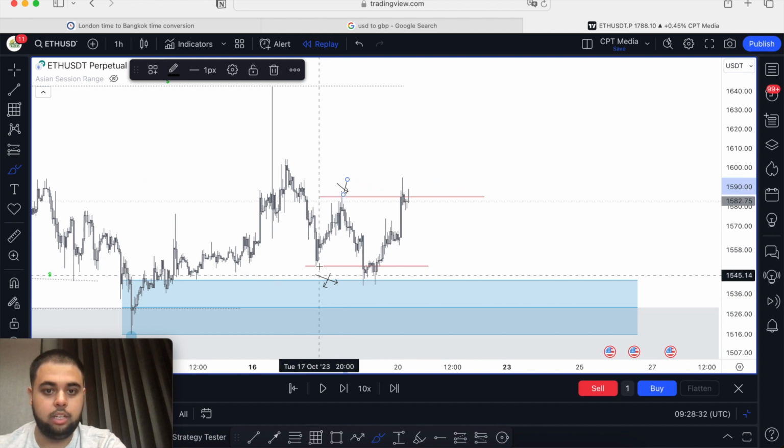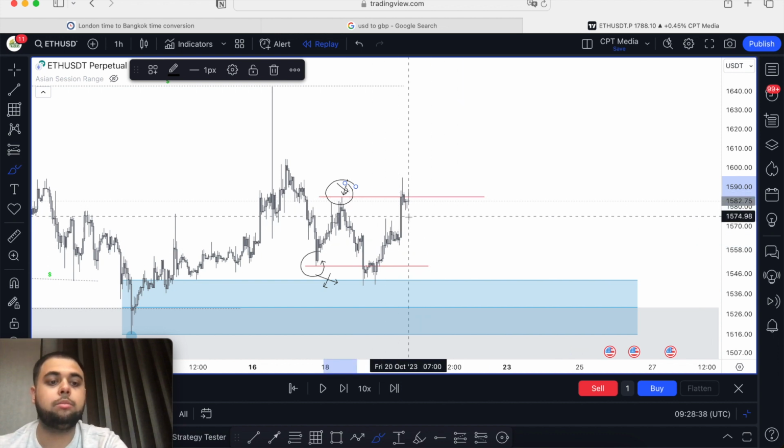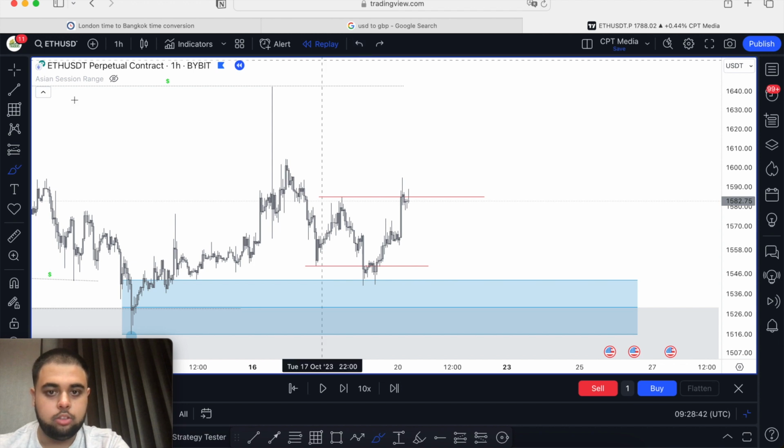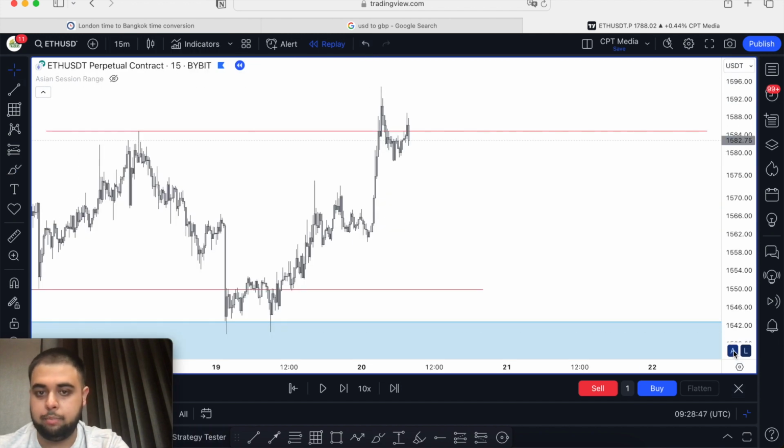So it's basically liquidated both buyers and sellers and hunted the stop losses. Now it's going to make its real expansive push, okay. So now what I'll be doing is pushing down to the 15-minute and actually mapping out my zone.